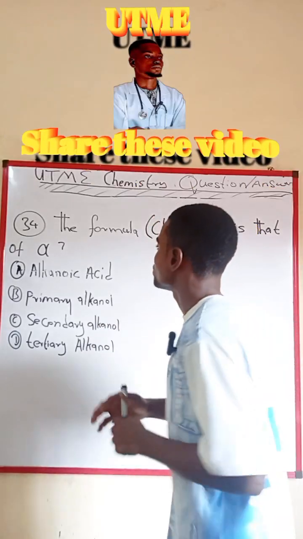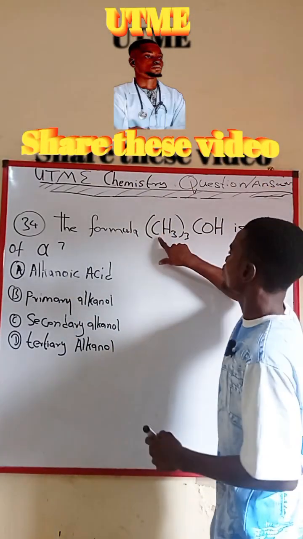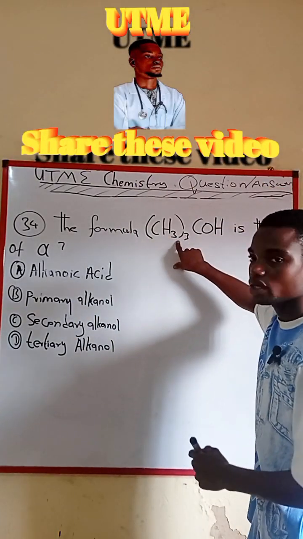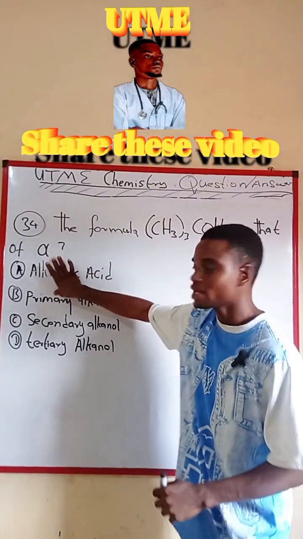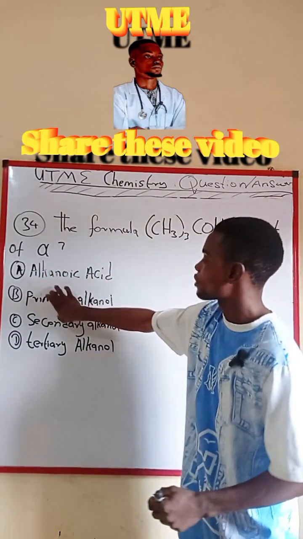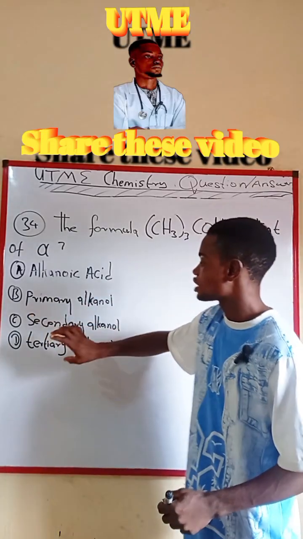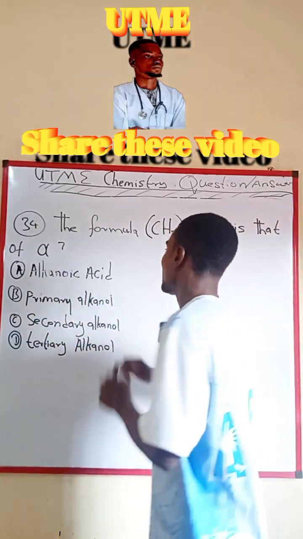I want us to read this question together. It says the formula, listen, C(CH3)3OH is that of A. First one, alkanoic acid. Second one, primary alkanol. Third one, secondary alkanol and tertiary alkanol.